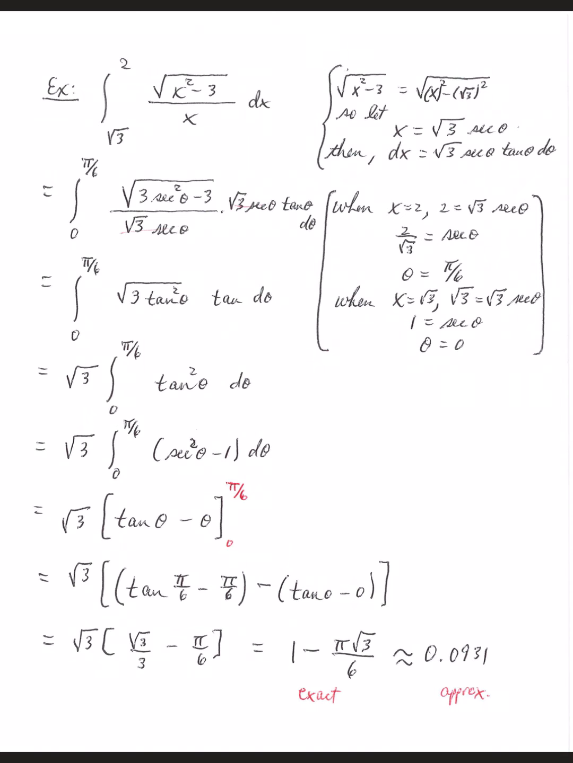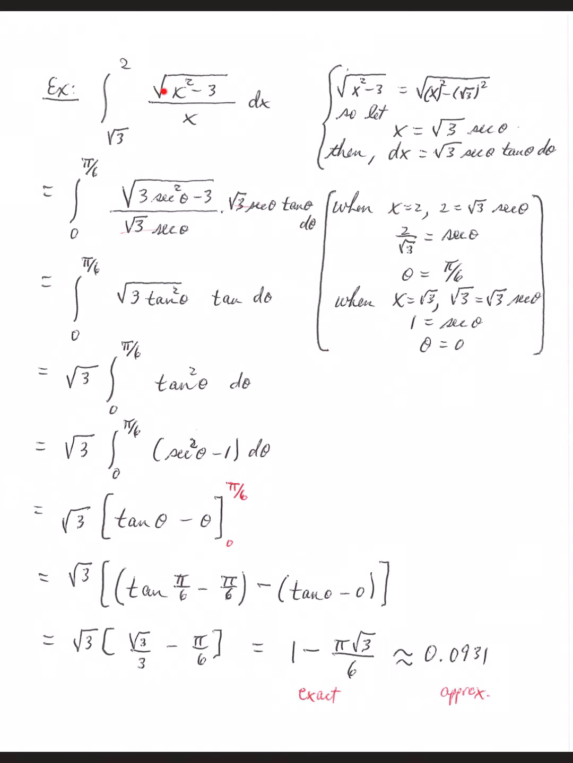And so that's why I want to do this problem with you, is to show you what happens in a definite integral situation. So let's integrate from square root of 3 to 2 the square root of x squared minus 3 over x dx.